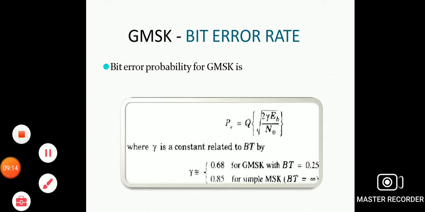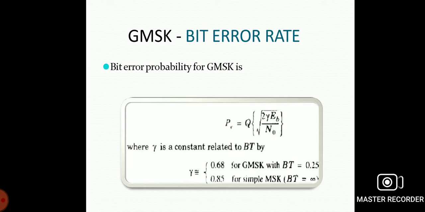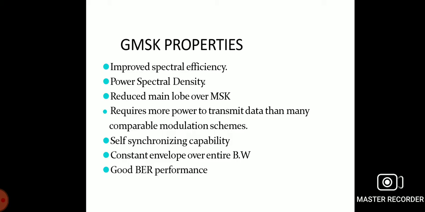Now let us move to the Gaussian minimum shift keying properties. So there are different properties. First one is improved spectral efficiency. Second one is power spectral density. Third one is reduced main lobe over MSK. Fourth one requires more power to transmit the data than many comparable modulation schemes. Self-synchronizing capability and a constant envelope over limited bandwidth, and also finally good bit error rate performance.